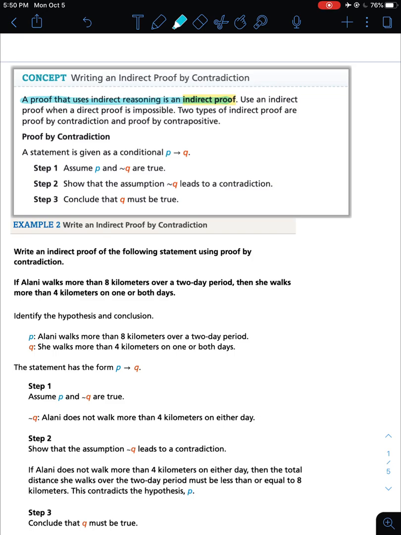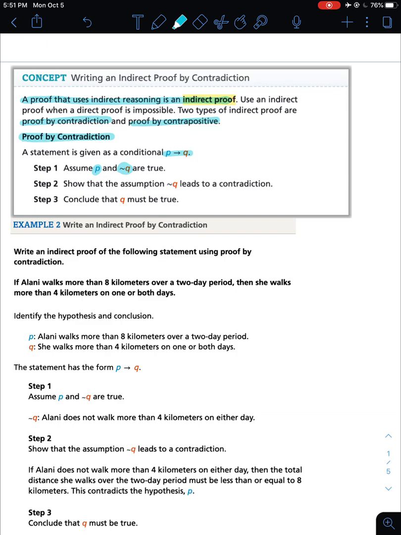There are two types: an indirect proof by contradiction, and a proof by contrapositive. We're going to look at the proof by contradiction first. It takes the original conditional, if P then Q, and its first step is to assume that your hypothesis stays the same, but your conclusion is the opposite. So instead of Q, it's not Q. You're saying that the opposite conclusion is the one that's true.